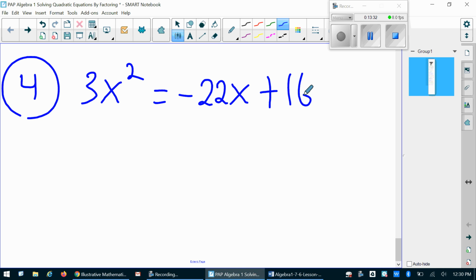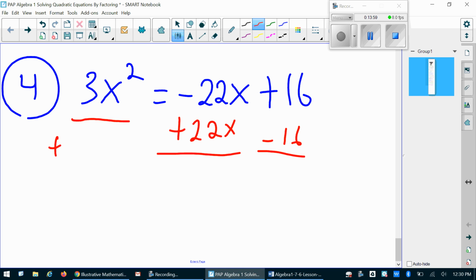Now here, it would probably seem easiest to subtract 3x squared from both sides because that's the only term I really need to move. That's the most efficient. But I personally like to leave the x squared term positive. If I move it to the other side, it would become negative. So what I'm going to do is add 22x to both sides and subtract 16 from both sides. But that part is completely up to you.